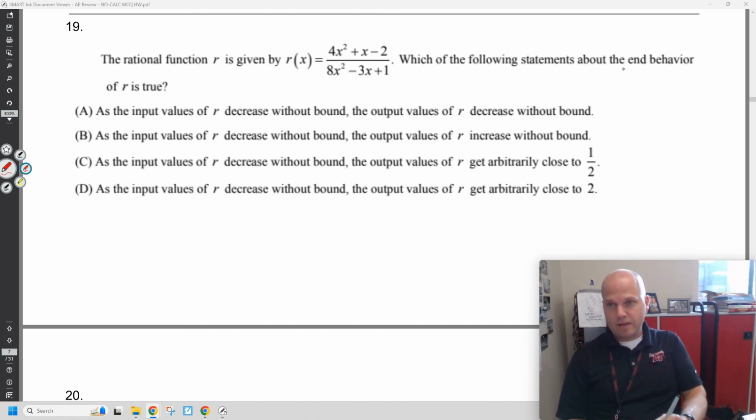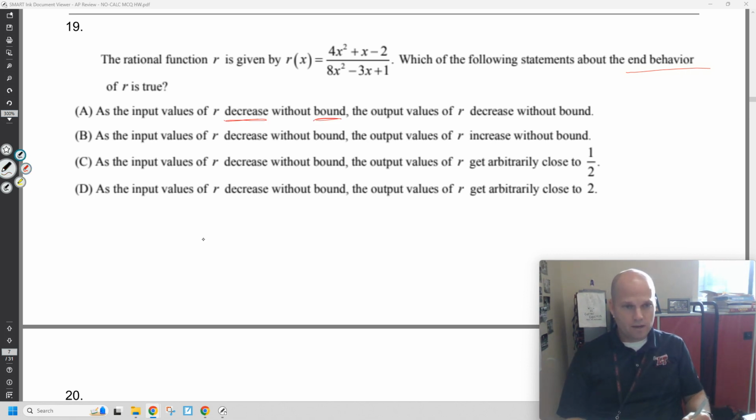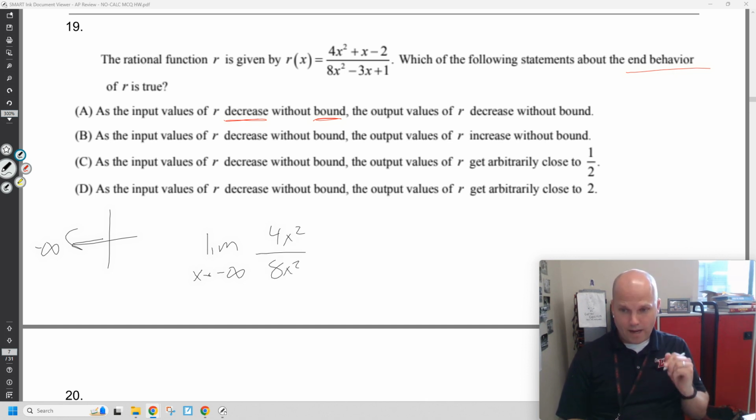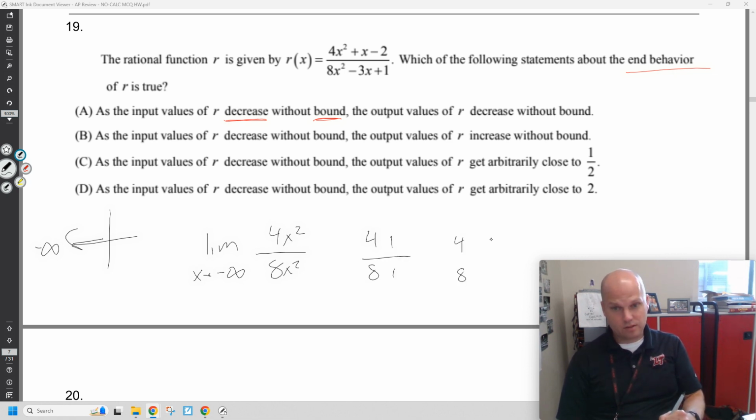Okay, another end behavior statement, but we are decreasing without bound. So again, we break out our limit and think about plugging in large negative values. If we are decreasing without bound, we are going to the left towards negative infinity. I only care about the highest degree terms. Now, what happens? Well, here, the growth of this x squared and the growth of this x squared is going to cancel. We'll have like 4, we'll have 8, and this is 1 over 1. We'll have 4, we'll have 8, this is 10 over 10. Doesn't matter. These things are going to grow at the same rate.